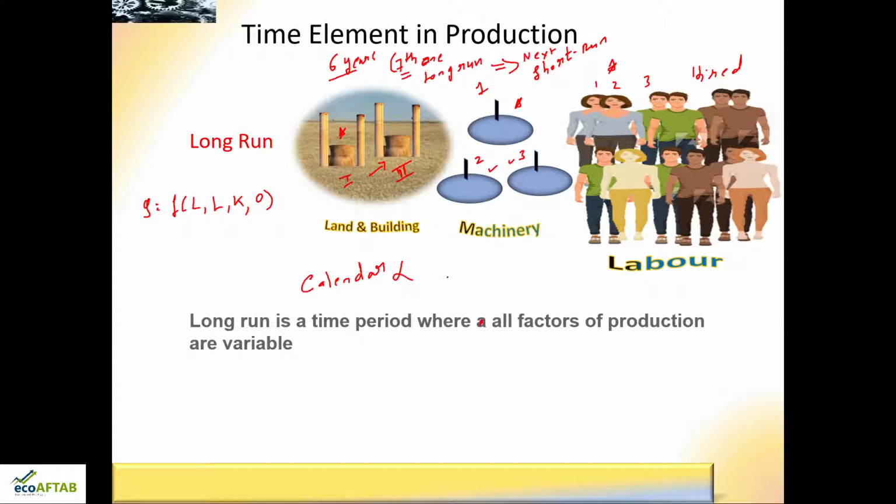So some people say that 6 months is small period, short run, then 1 year to 5 years is long run. No, all those things are not related to production analysis. So it is purely based on whether your factors of production are variable or are fixed. So in the long run, there is no distinction between fixed factors of production and variable factors of production. This is about time element.